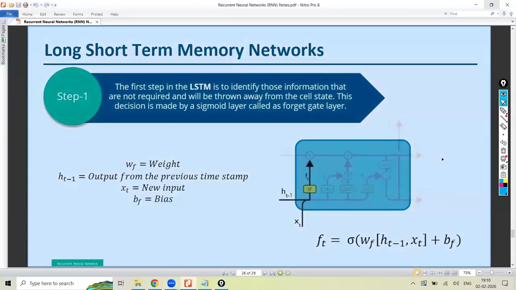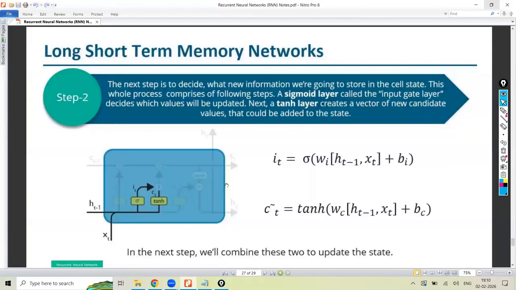All right. Now, here, what are the values we are going to give? Whenever the sigmoid gives more than 0.5, that information will be sent in. Next step is to decide what new information you are going to store in the cell state. The whole process comprises the following steps. One is a sigmoid layer called the input gate. Input gate means it is going to send the information. This is the forget gate. Input gate means that information will be sent and it decides which value is to be updated.